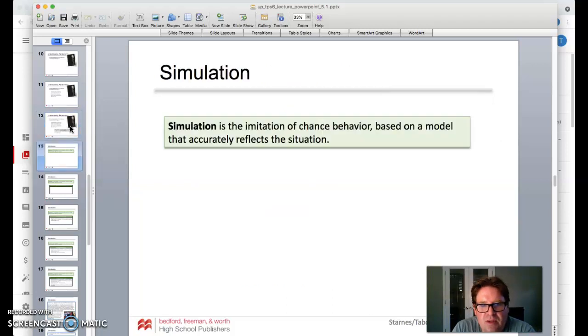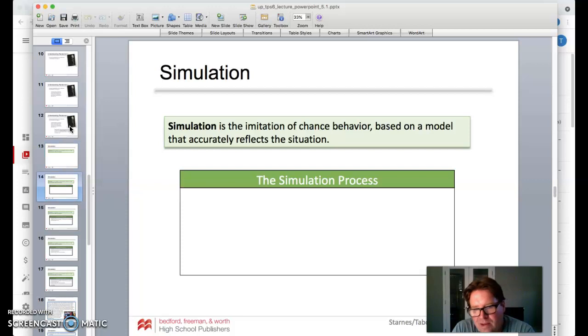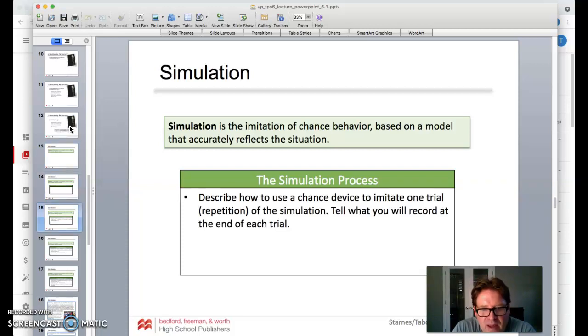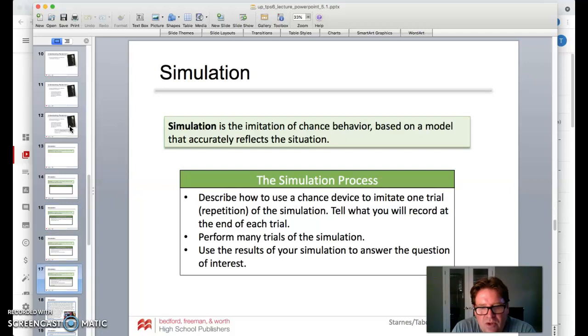Now, simulation is the imitation of chance behavior based on a model that accurately reflects the situation. We do a lot of things with drawing cards, flipping a coin, spinning a spinner, all sorts of different things. So what you want to do is describe how to use the chance device to imitate a trial, in other words, a repetition of the simulation, and tell what you're going to record at the end of each trial. Perform many trials of that simulation, and then use your results of the simulation to answer the question of interest.